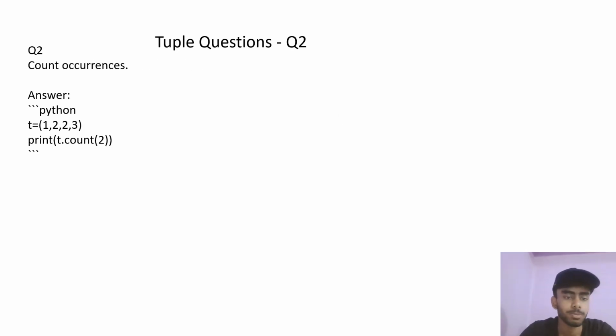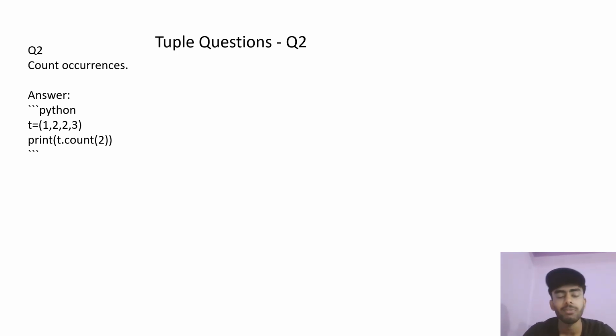Count occurrences. What is the meaning of occurrences? In this question, you have to find how many times a particular number is present in this tuple. Like in this code, we have 1, 2, 2, and 3, and you have to find the occurrence of 2. For that, you can use count. And you ask, what is count? I again repeat that count is also a predefined function in Python.